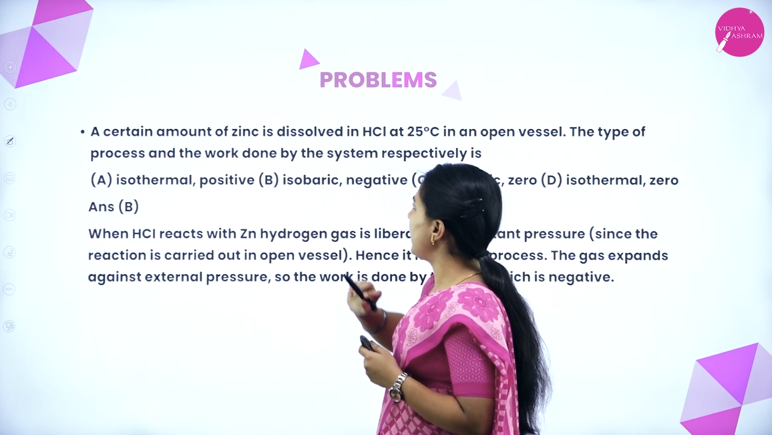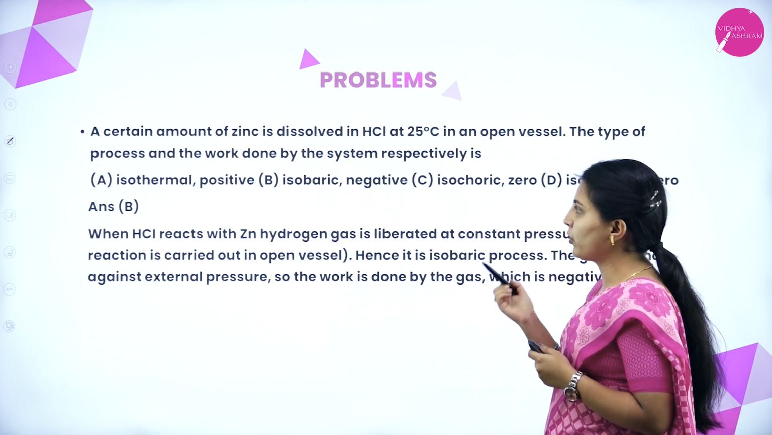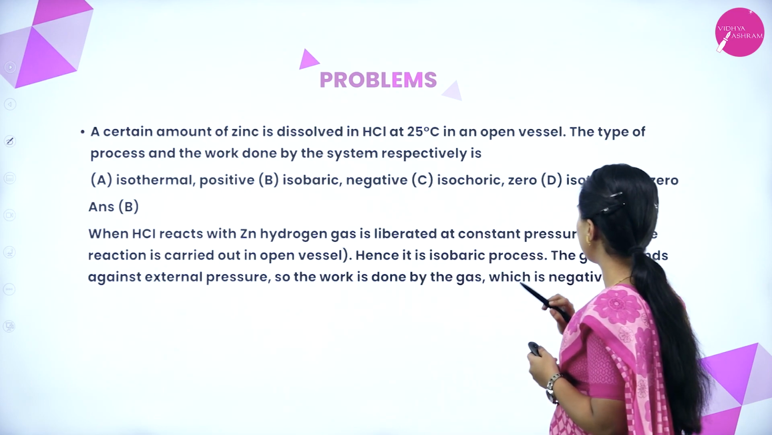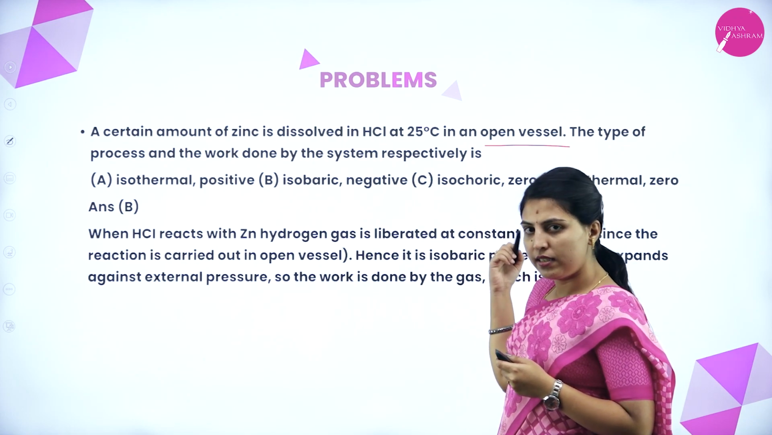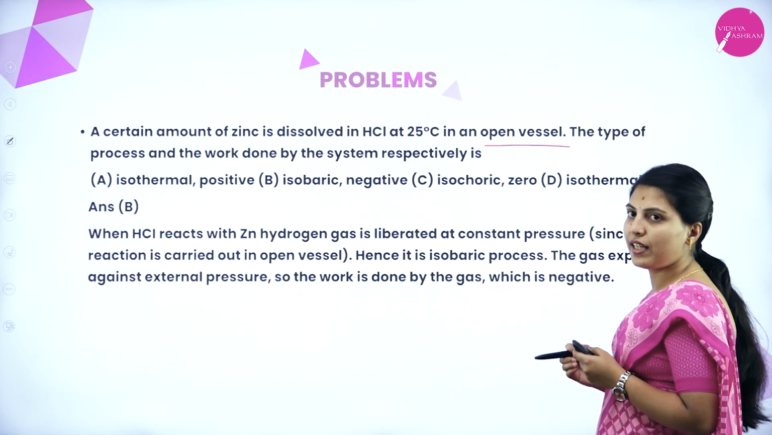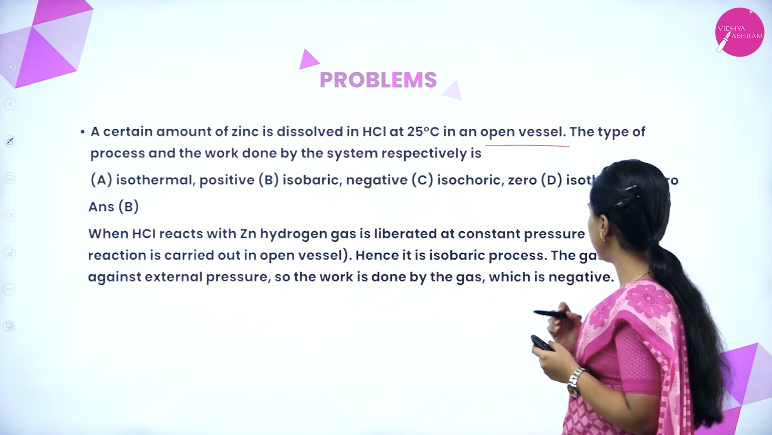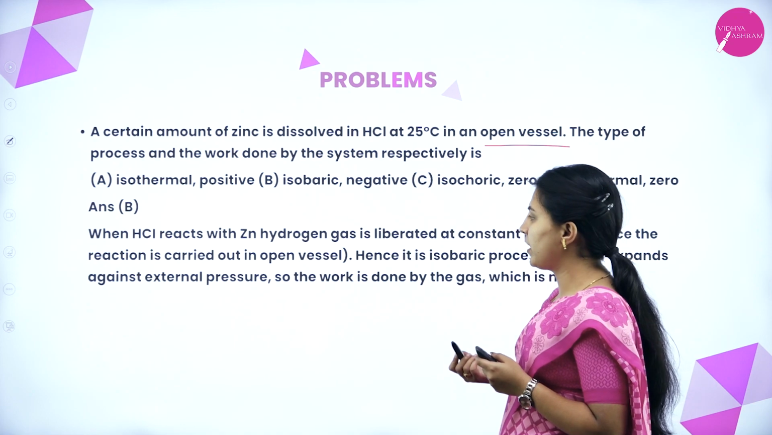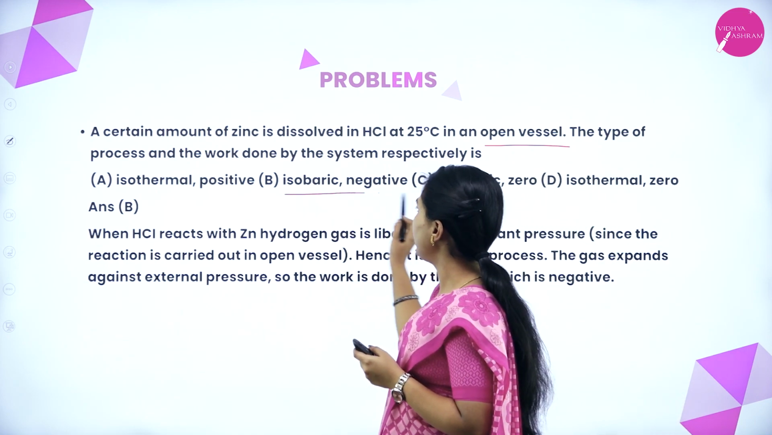A certain amount of zinc is dissolved in HCl at 25 degrees Celsius in an open vessel. The type of process and the work done by the system respectively are: isothermal positive, isobaric negative, isochoric 0, isothermal 0. In an open vessel at 25 degrees Celsius, HCl is present and zinc is dissolved in it. When HCl reacts with zinc, hydrogen gas is liberated at constant pressure, hence it is an isobaric process. The gas expands against external pressure, so the work done by the gas is negative, meaning isobaric and negative.